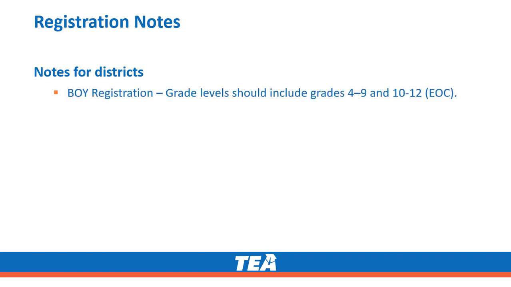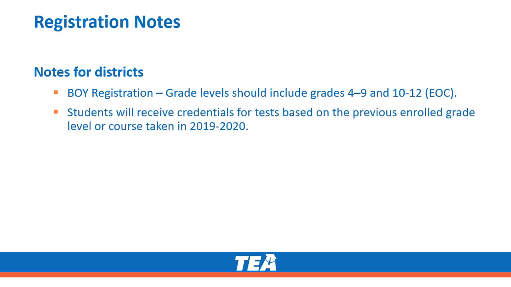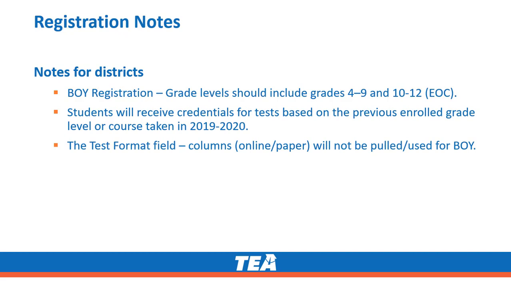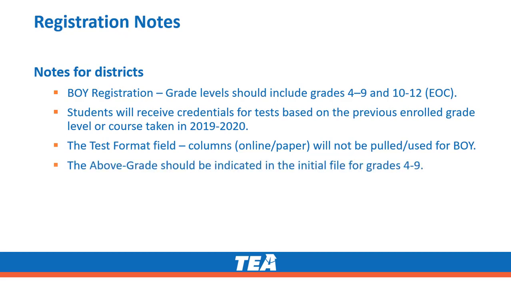Registration Notes. Notes for districts. BOY registration. Grade levels should include grades 4 through 9 and 10 through 12 for EOC. Students will receive credentials for tests based on the previous enrolled grade level or course taken in 2019-2020. The test format field columns, online and paper, will not be pulled or used for BOY.